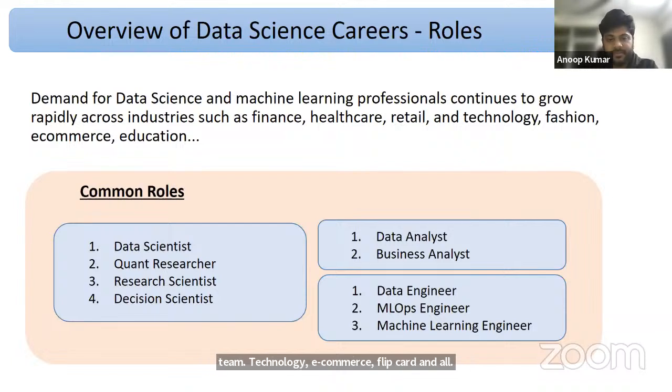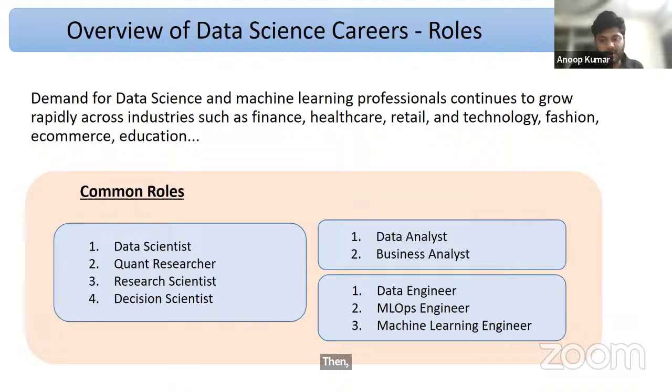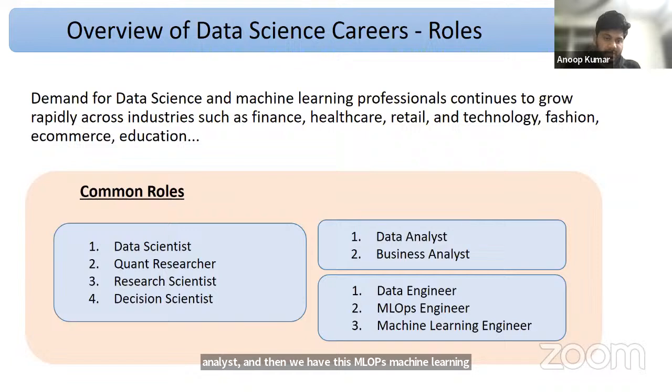Basically there are three chunks of roles which we commonly see when we look at jobs in data science. First is data scientist, research scientist, decision scientist. Another chunk is data analyst, business analyst. And then we have ML ops, machine learning engineer, and data engineer kind of roles. Mostly the first two chunks, data scientist and data analyst, are commonly used.